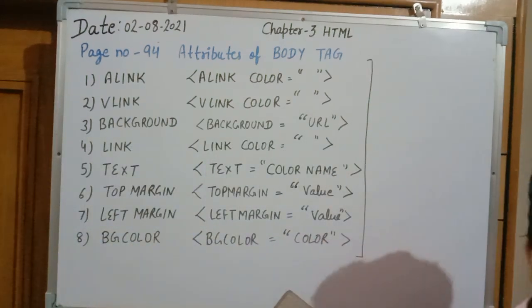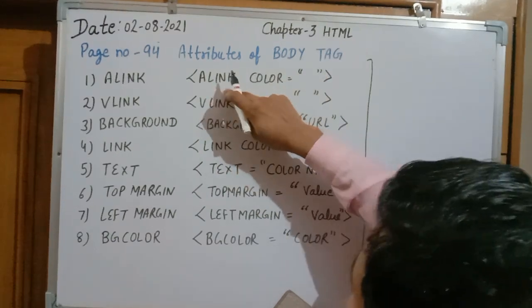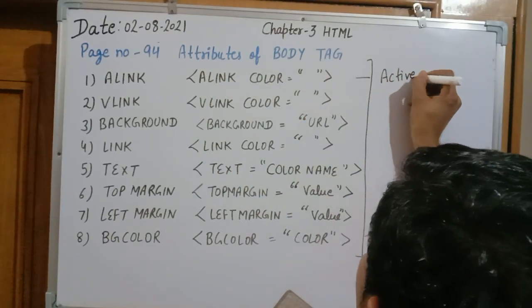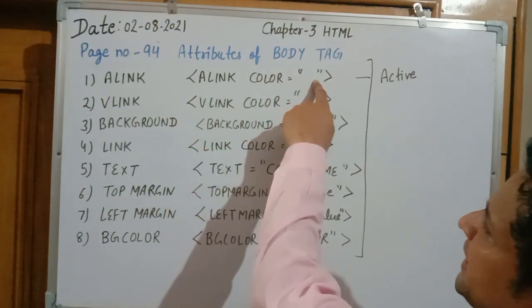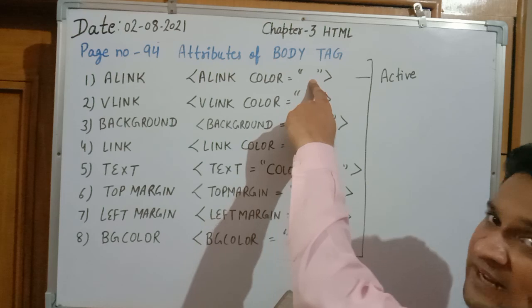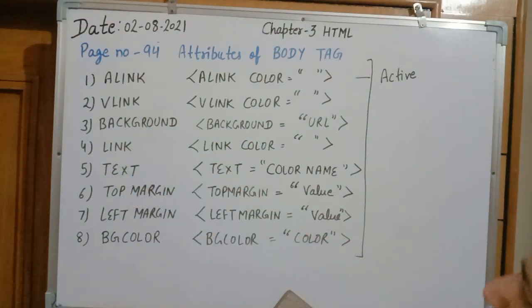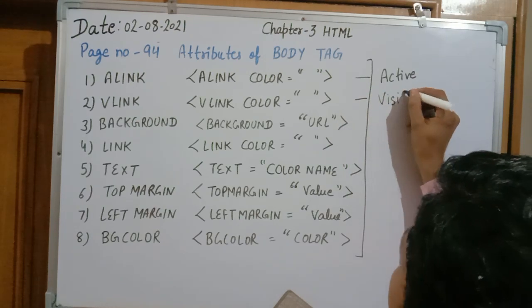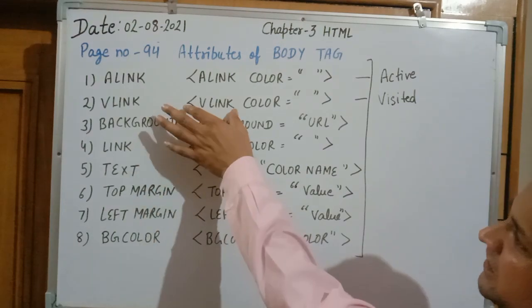Now what value will be provided in these attributes? Alink means active link. That link is active for click. Alink contains the value of a color. It can be red, green, blue, any value. Same is for vlink. Vlink means visited link. After clicking on a particular link, what will be the color of the link? This will become the visited link.